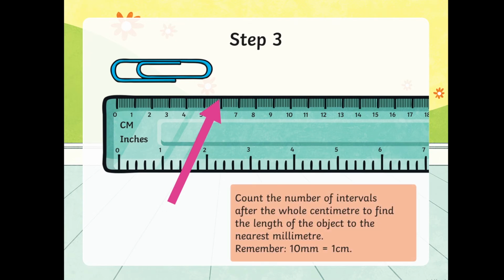Count the number of intervals after the whole centimeter to find the length of the object to the nearest millimeter. Millimeter is actually smaller, okay, than a centimeter. So remember, 10 millimeters is equal to 1 centimeter. Alright, so just like what I've said, 10 millimeters is equal to 1 cm. So you're gonna go like, skip counting by 10: 10, 20, 30, 40, 50, and it's right here. So that means 59 millimeters, right?